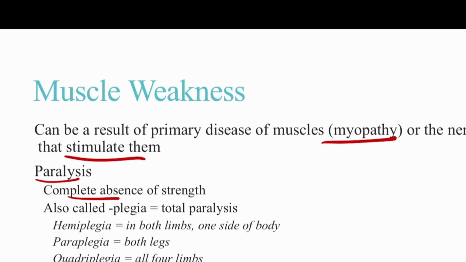Paralyzed, also called plegia. So when you see the word plegia at the end, that means total paralysis. A hemiplegic person has both limbs on one side of the body affected, so one side, upper arm, lower leg. The whole side is down. Paraplegia is both legs, and a quadriplegic is all four limbs, which now don't work.